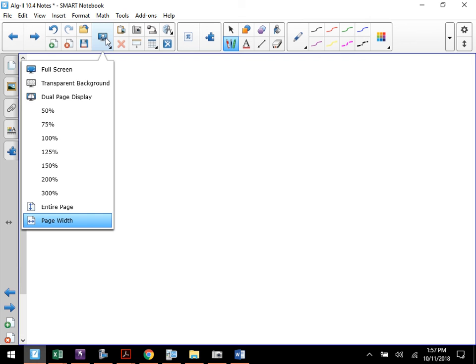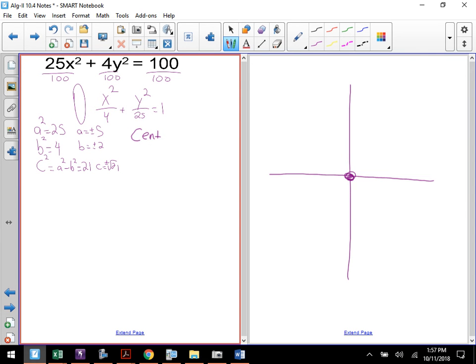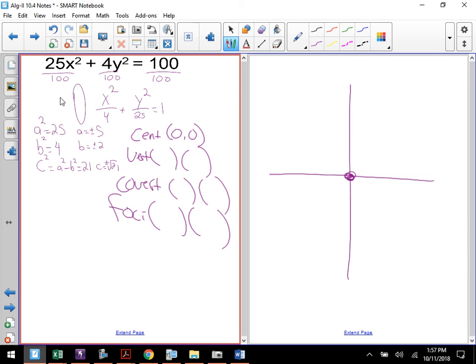So let's draw a picture. Center's at 0, 0. Vertices, co-vertices, foci. There's a reason why they are like that versus farther away. The more that they are stretched, the closer they are, the wider they are. It goes with the relationship between all that. So A value, we have to go up and down 5 this time.